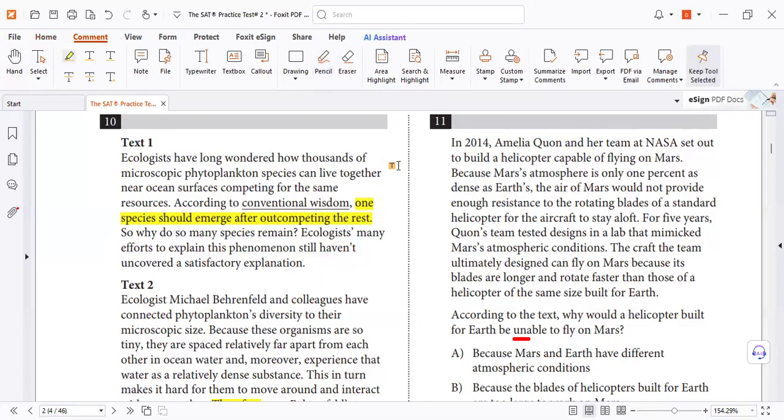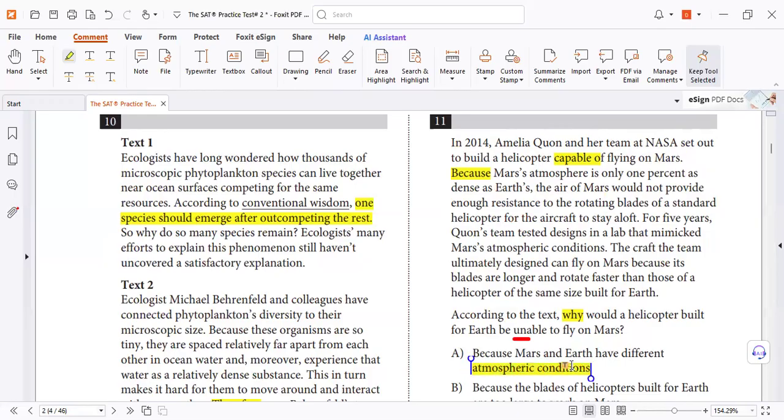Remember something, Khalid. In comprehension questions, sometimes we ask you for a specific point only. We need to know why. So while reading, take it sentence by sentence. Read the first one. You don't have anything about the question. Number two, he mentioned because. So look, Mars atmosphere is only 1% as dense. Because of that, the air of Mars would not provide enough resistance. So what is the reason?